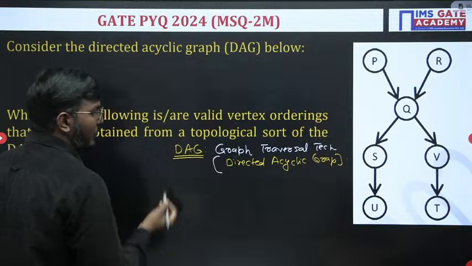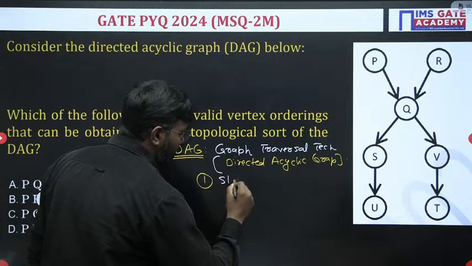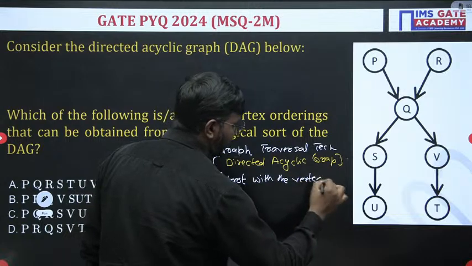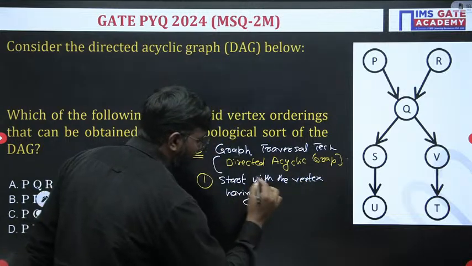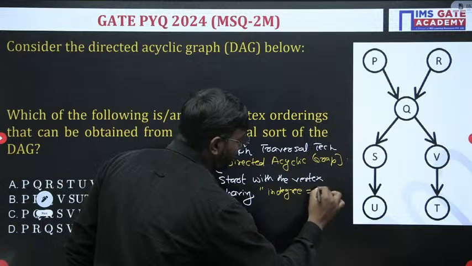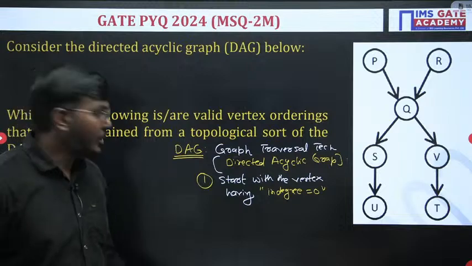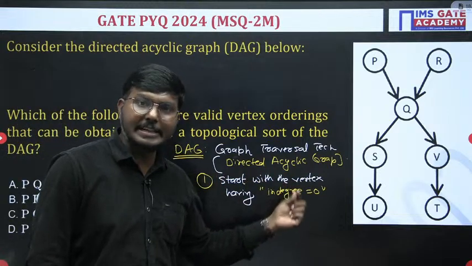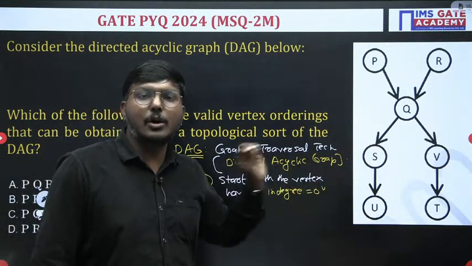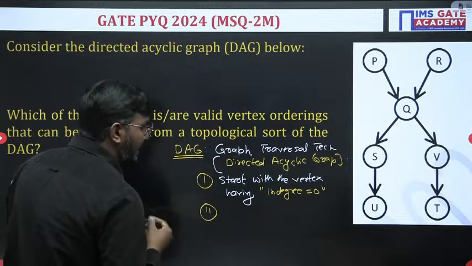How is this used here? See how this algorithm works. It says start with the vertex having in degree equal to 0. So visit the vertex having in degree 0. Yes, B and D is right. Then after visiting that vertex, delete that vertex and all its associated edges. Then again repeat the first step.